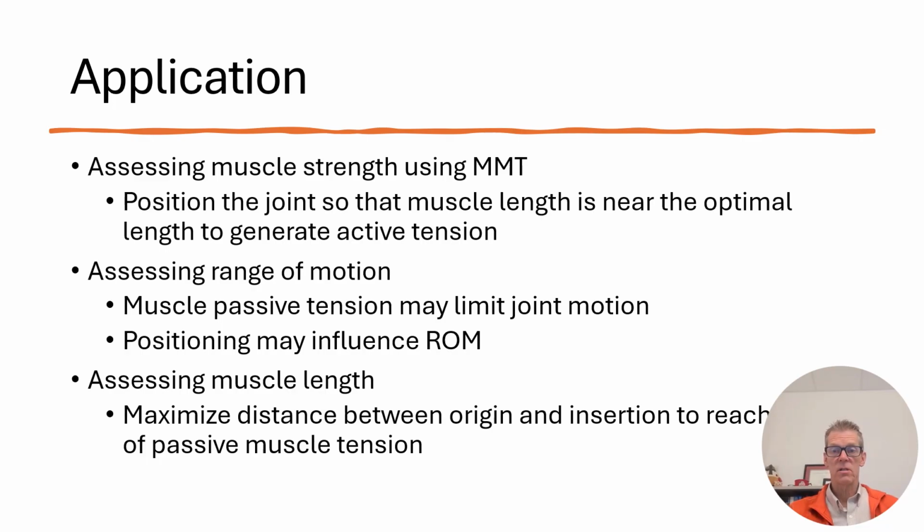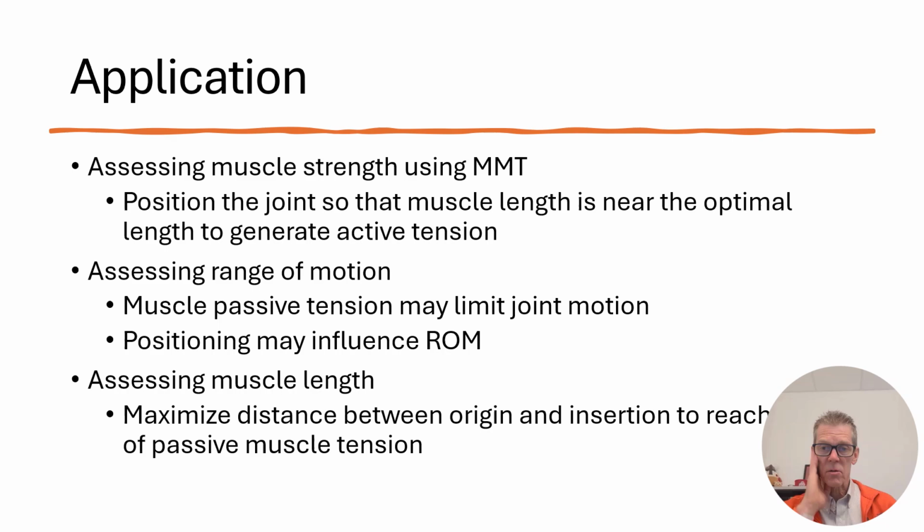So what are the applications here that matter for us? We're going to assess muscle strength using manual muscle testing, and we want to position the joint so that the muscle is close to that optimal contractile position so that it can generate its maximum tension. That's usually in the mid-range for a muscle. We don't want to put the person or the muscle at a disadvantage, either really long or really short, so that it doesn't have the capacity to generate tension. We want to test it at its power point. Okay, so that's one thing.